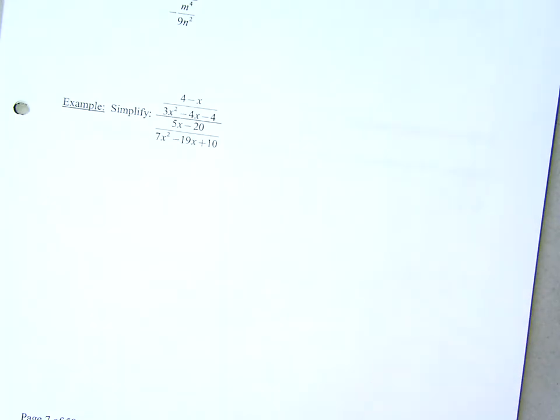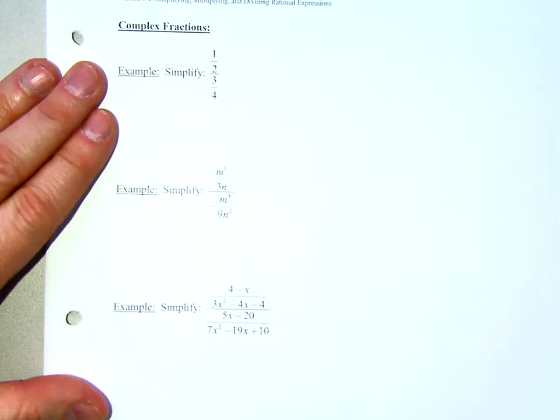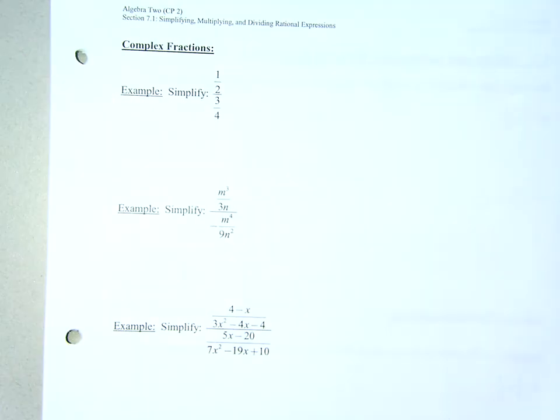We need to look at these horrible, scary-looking things that are not going to be so terrible called complex fractions. Complex fractions are just fractions with fractions inside them. My numerator is an entire fraction, 1/2. My denominator is an entire fraction, 3/4, and I want to simplify 1/2 over 3/4.